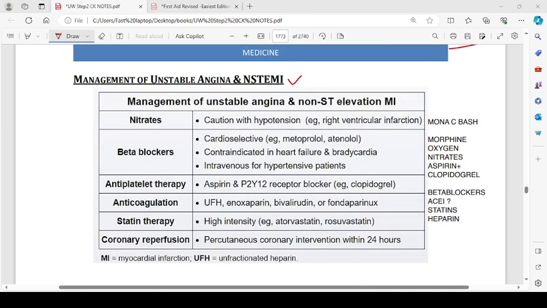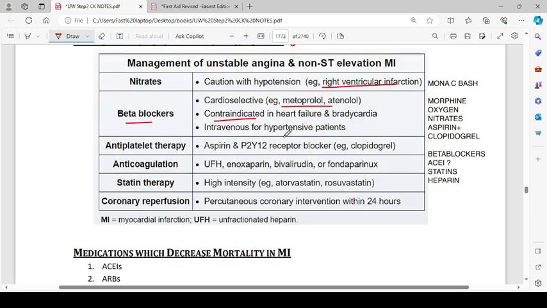So the management is nitrates, with caution in hypotension, for example right ventricular infarction; beta blockers, cardioselective, for example metoprolol and atenolol, contraindicated in heart failure and bradycardia, and intravenous for hypertensive patients; antiplatelet therapy, aspirin with a P2Y12 receptor blocker, for example clopidogrel; anticoagulation with UFH, that is unfractionated heparin, enoxaparin, bivalirudin or fondaparinux.